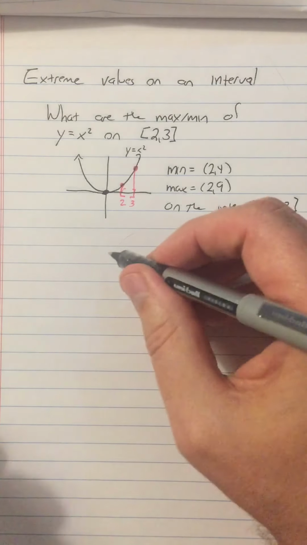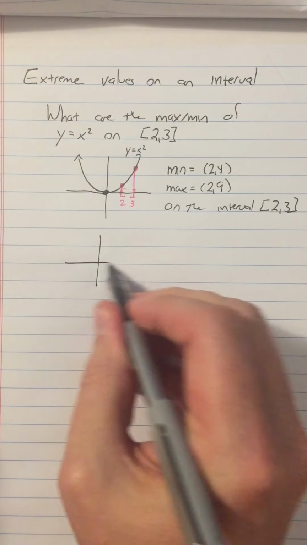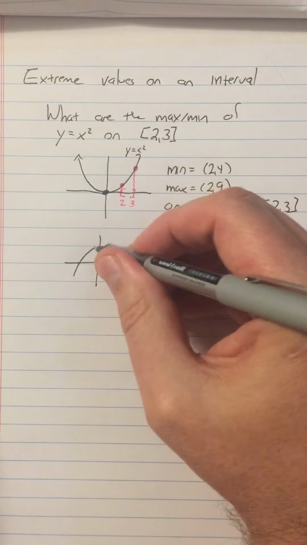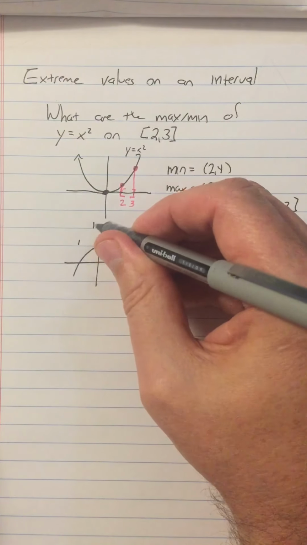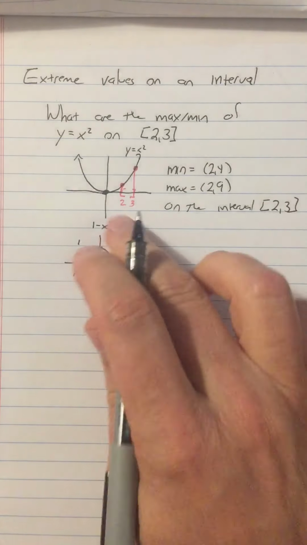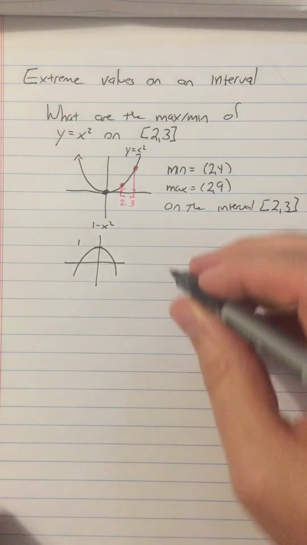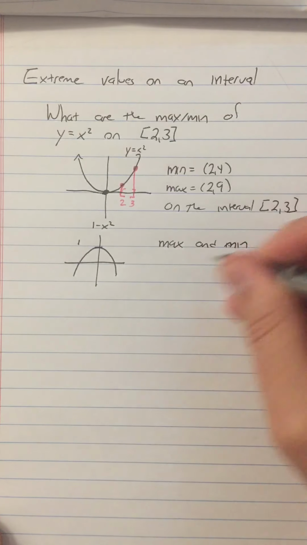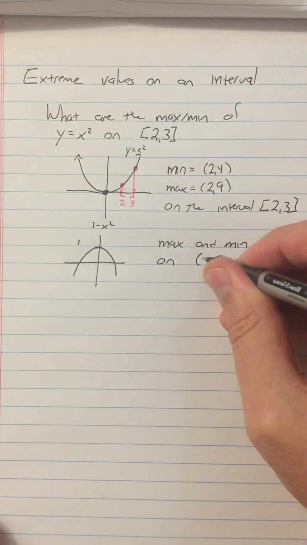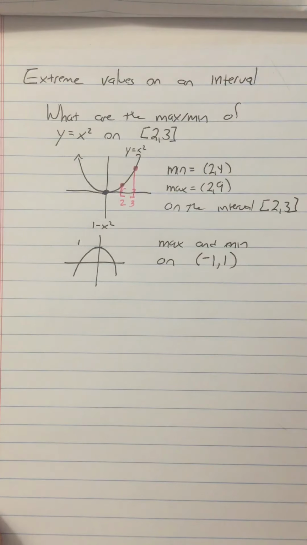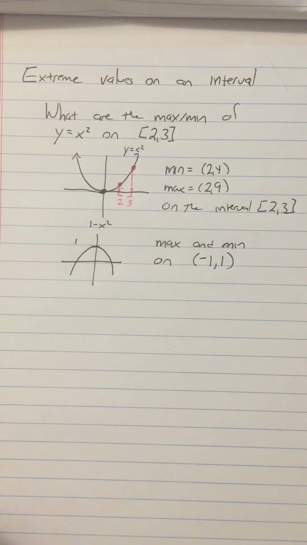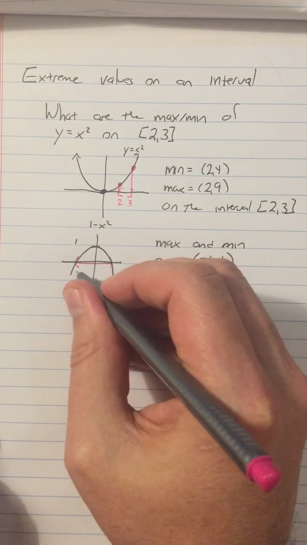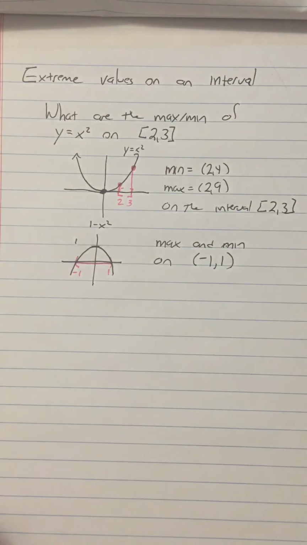By the way, what if it was an open interval? What if I had, here's 1 minus x squared, there's 1 right there. Let's say I want to know the max and min on the open interval -1 to 1. So this time I have the open interval from -1 to 1, and I want to know what the maximum and minimum value of the function are on that open interval.